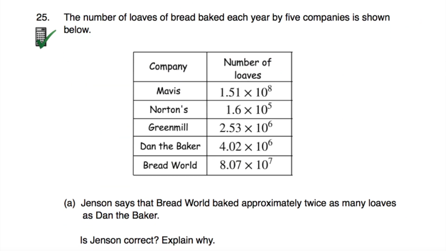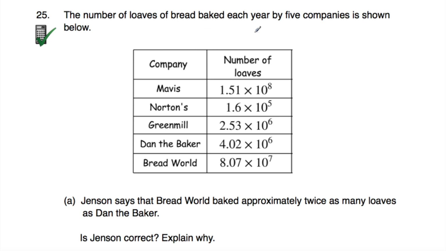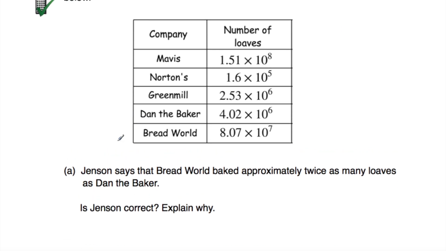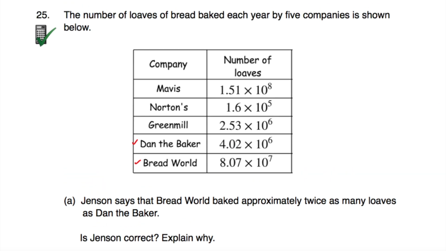So question number 25. Question number 25 says the number of loaves of bread baked each year by 5 companies are shown below. So we've got Mavis, Norton's, Green Mill, Dan the Baker, and Bread World. And we've got the number of loaves that they bake each year. And then it says, Jensen says that Bread World, this one here, baked approximately twice as many loaves as Dan the Baker. Is Jensen correct? And explain your answer. Okay, now this is actually a calculator question.